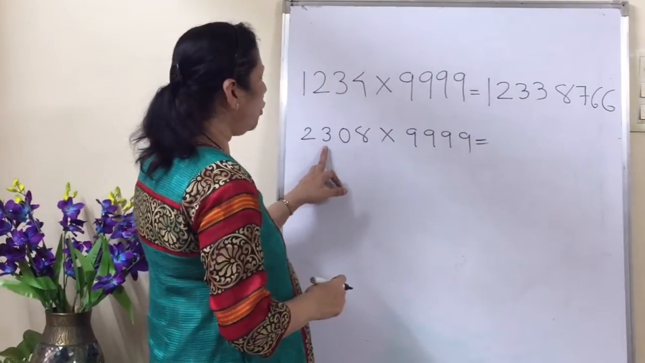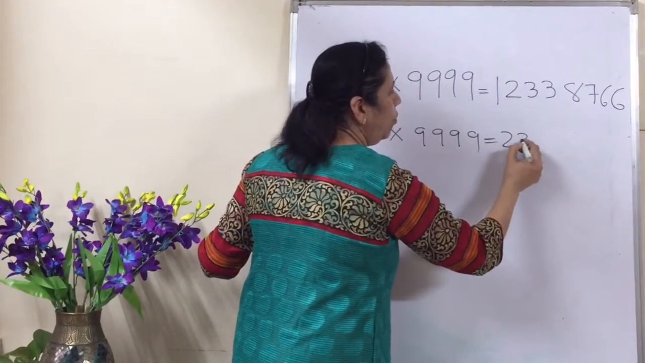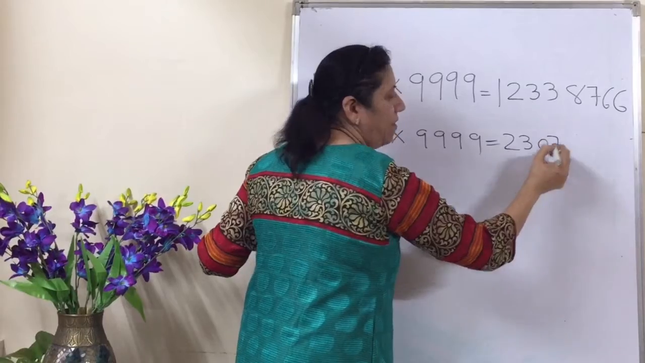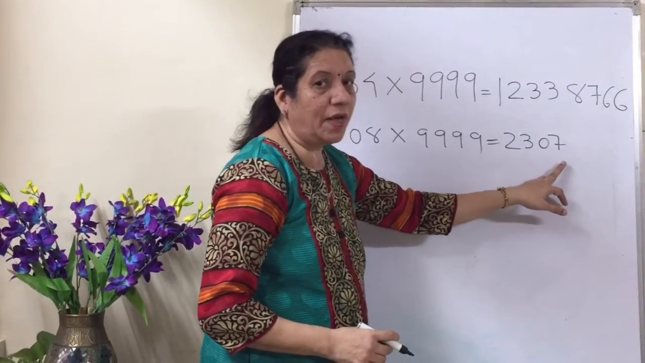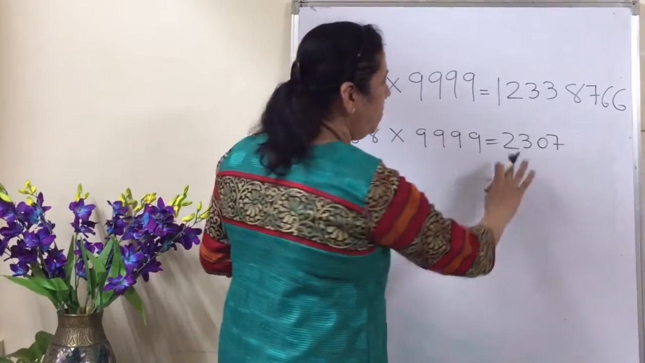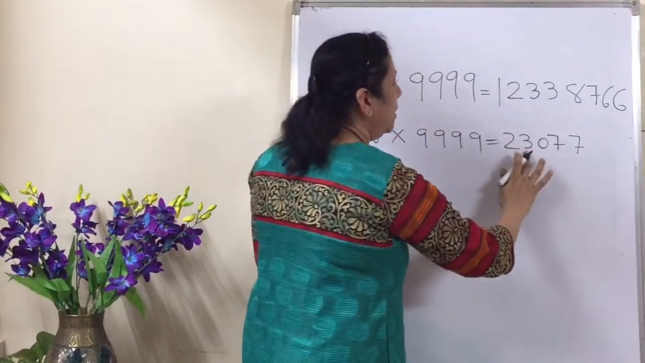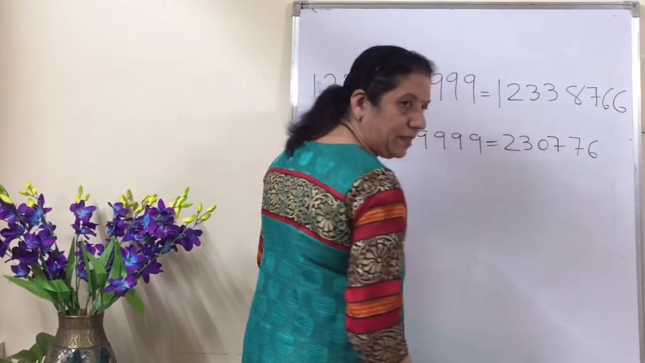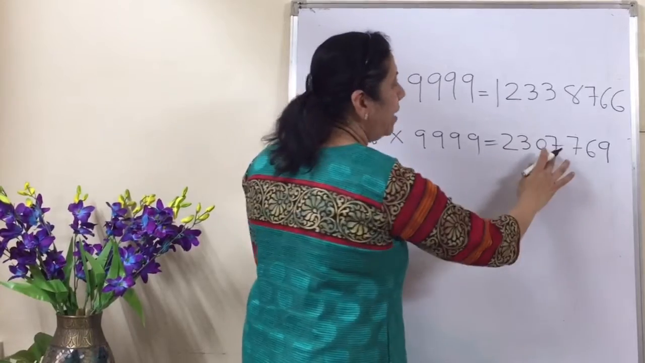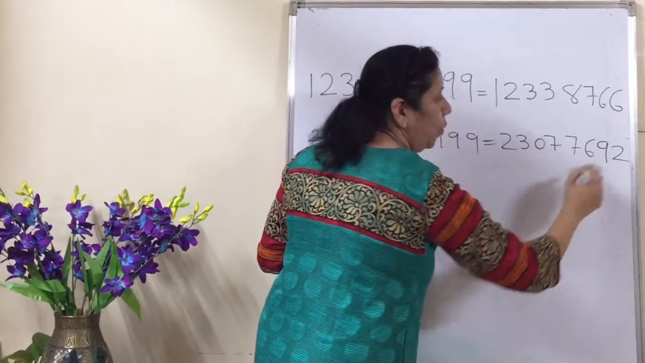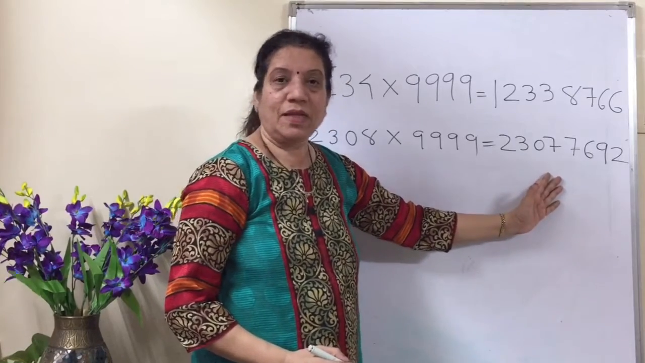Now 2308: one number less than that is 2307. Now let us find the digits so that we get 9 every time. To 2 we add 7, to 3 we add 6, to 0 we add 9 itself, and to 7 we add 2, and we get this number quickly. Is it clear?